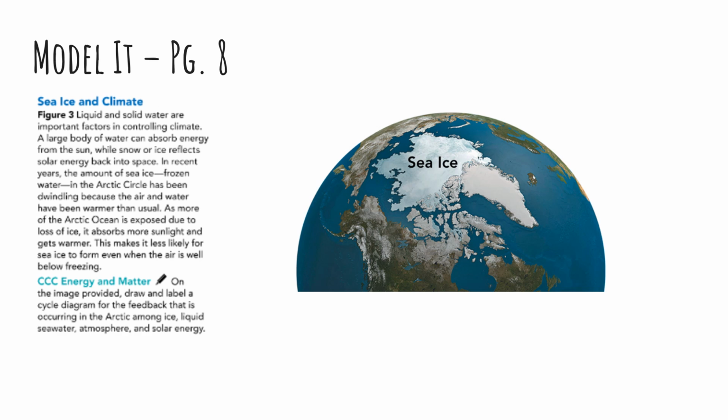As more of the Arctic Ocean is exposed due to loss of ice, it absorbs more sunlight and gets warmer. This makes it less likely for sea ice to form even when the air is well below freezing. So on the image provided, draw and label a cycle diagram for the feedback that is occurring in the Arctic among ice, liquid seawater, atmosphere, and solar energy.